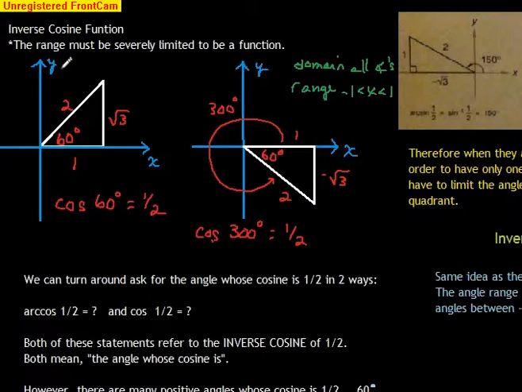Now remember, to be a function, you can't say what's the sine of 60 and get more than one answer out, or it's not going to be a function. Remember, a function, whatever you put in gets a unique number out. So our problem comes when we try to find the cosine of 60.